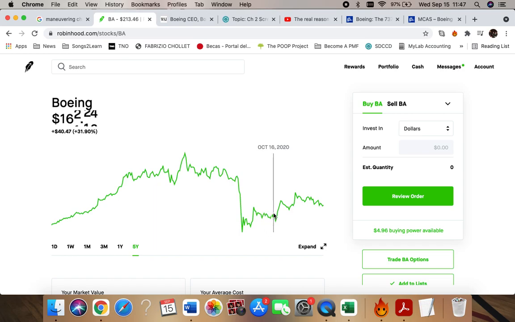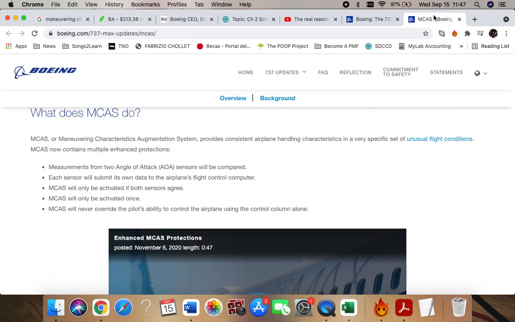But if we go back to our graph here, last year Boeing began to increase their sales of this airplane, and you will say, wait, how does that happen? Two incidents just happened to two different airlines from two different countries. Why would sales eventually start increasing? Well, because there were enhancements in this innovation.